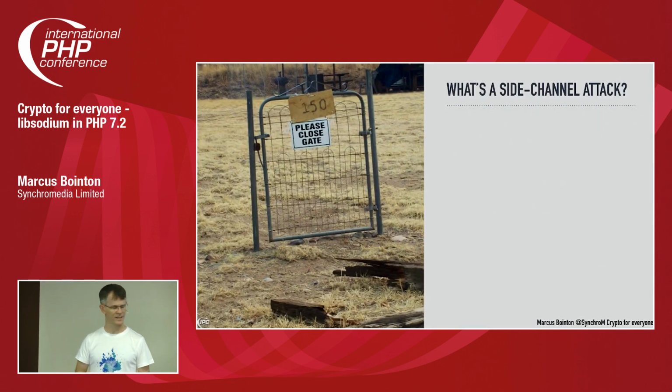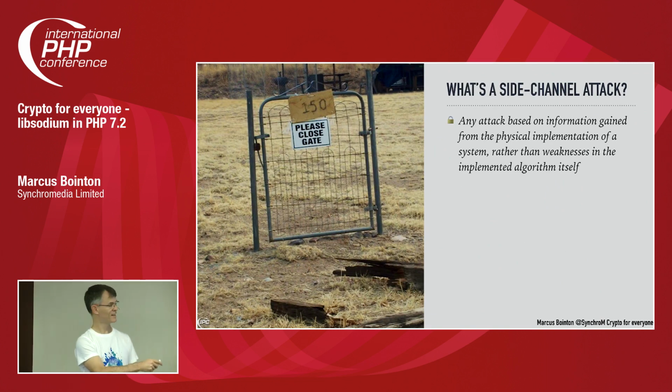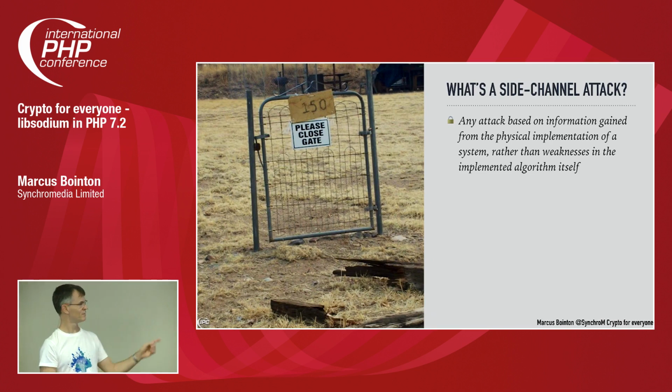So, I mentioned side-channel attacks earlier. It's fairly likely, if you're not into cryptographic stuff, that you don't know what a side-channel attack is. Well, the Wikipedia definition is this: any attack based on information gained from the physical implementation of a system rather than weaknesses in the implemented algorithm itself. That's why I like this picture here. The gate is great. It's perfect. It does exactly the job it is intended to do. However, the way that it's been implemented means you can just walk around it. So it completely fails to achieve the level of security that you set out to do. But it's not the gate's fault.